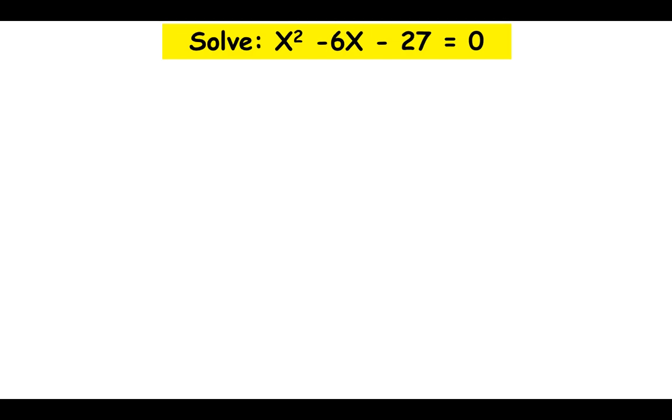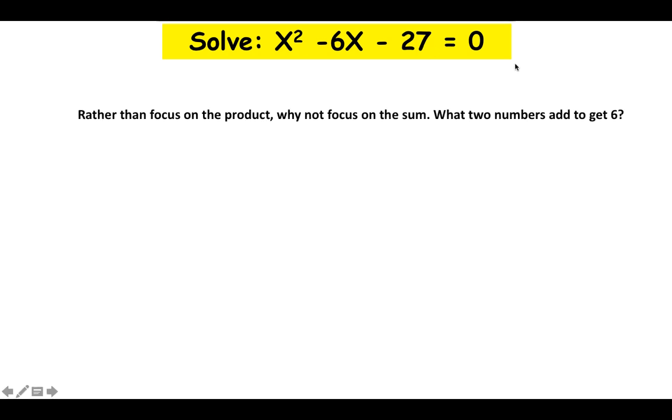Let's look at another one. X squared minus 6x minus 27. Good students might quickly see this. The majority of students will spend a little time trying to find which combination works. So we carry on. Notice that I begin by saying get 6.